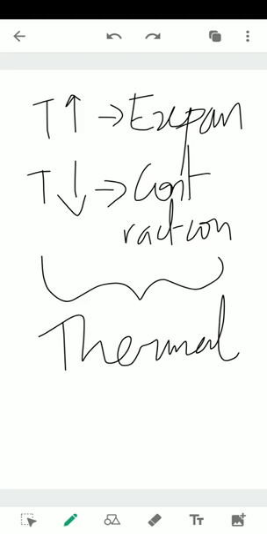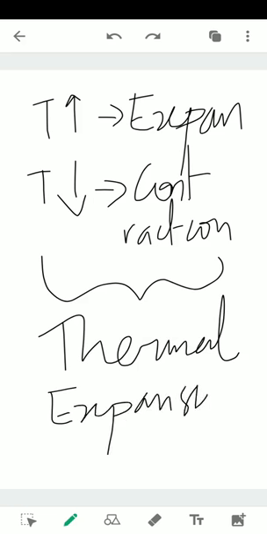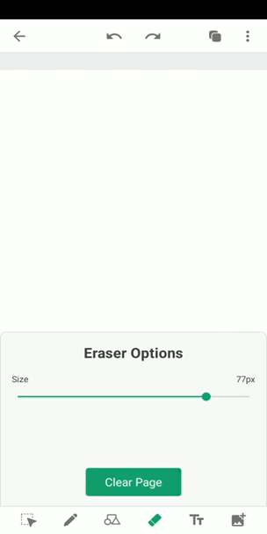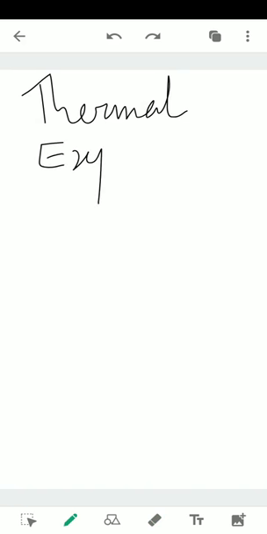Thermal means related to temperature, and expansion, as you know what is expansion. So in this video I'll be taking you through thermal expansion in case of solids. What happens whenever there is some thermal expansion in solid? So let us begin the discussion. So thermal expansion in solid.